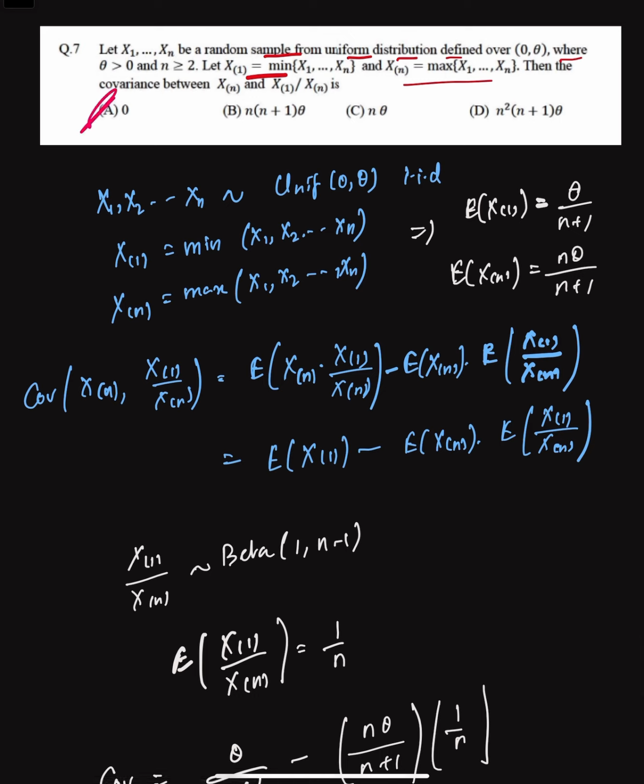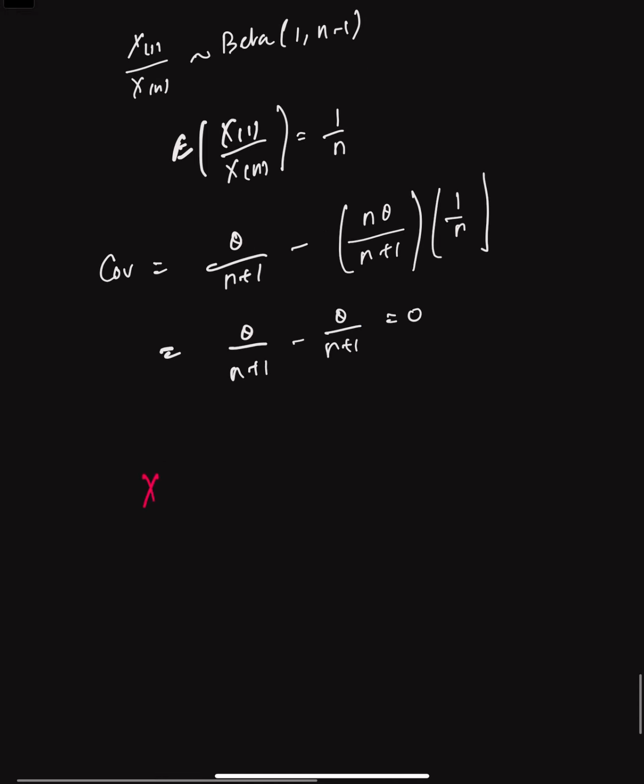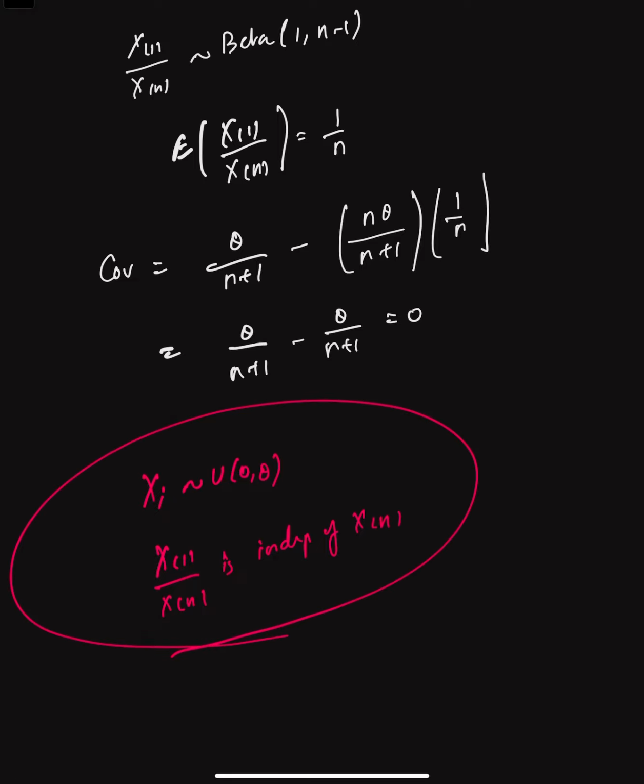Or else we can directly see that xi follows uniform 0 comma theta. So we know that x1 by xn is independent of xn in case of the uniform, so that's why the covariance is 0. So therefore option A is the correct answer.